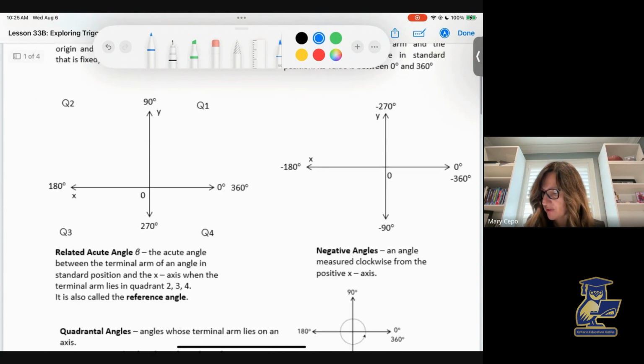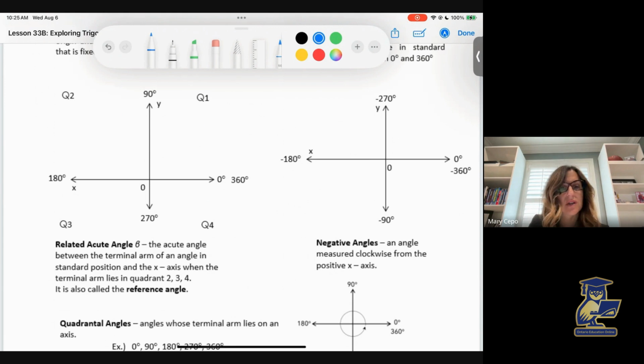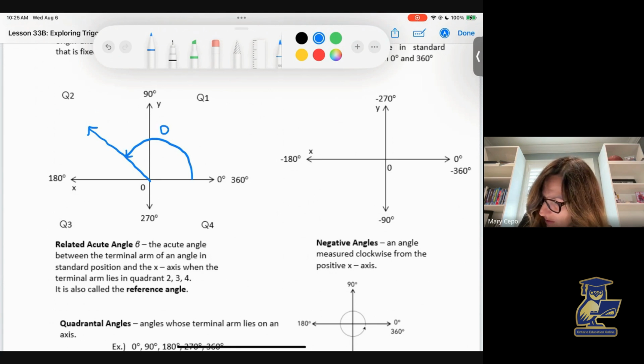Okay, moving on, we also want to define what is a related acute angle. It is the acute angle between the terminal arm of an angle in standard position and the x-axis when the terminal arm lies in the other quadrants 2, 3, 4. It is also called the reference angle. So if we put it into the second quadrant, with our principal angle coming all the way into the second quadrant, we'll call that theta. Then the related acute angle would be that measure, and we also call the symbol beta for the related acute angle or that reference angle.